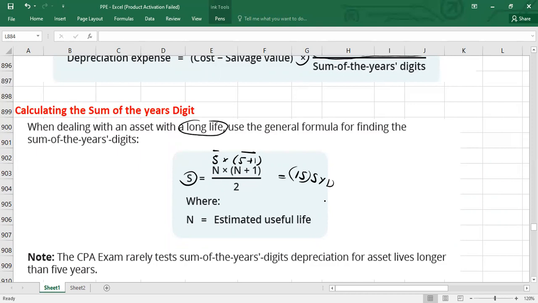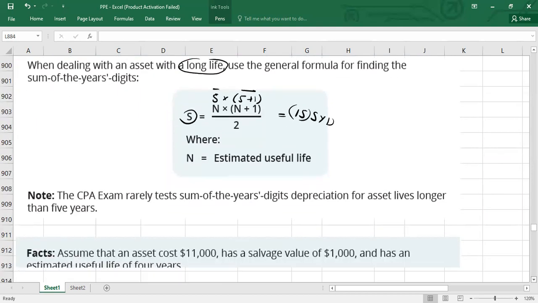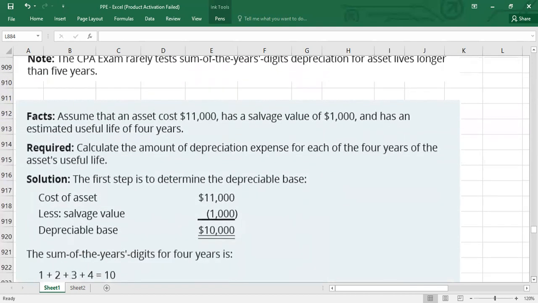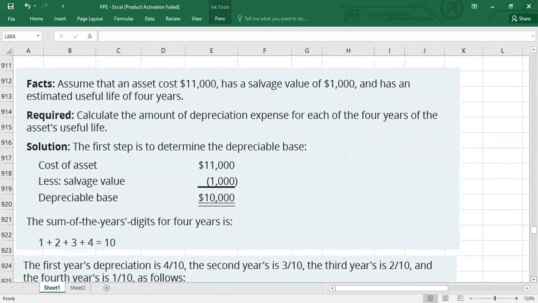So here we go, this is how we are going to calculate the depreciation. Let's apply it with the help of an example. Here we have a fact. Assume that an asset costs $11,000 and has a salvage value of $1,000. It means your depreciable base is going to be 10,000, which is cost minus salvage value, and it has an estimated useful life of 4 years.